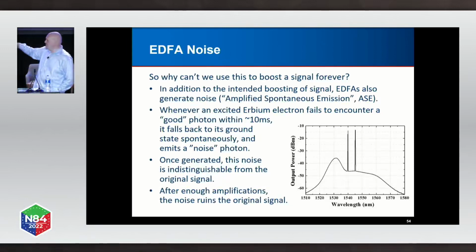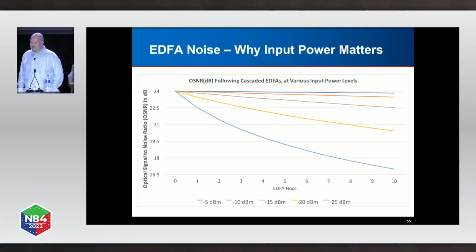So this particular curve, you see the two spikes that are the two good signals, and then everything else in here is noise that comes from the EDFA process. And it's stronger in certain bands than others. So like I said, why does that matter?